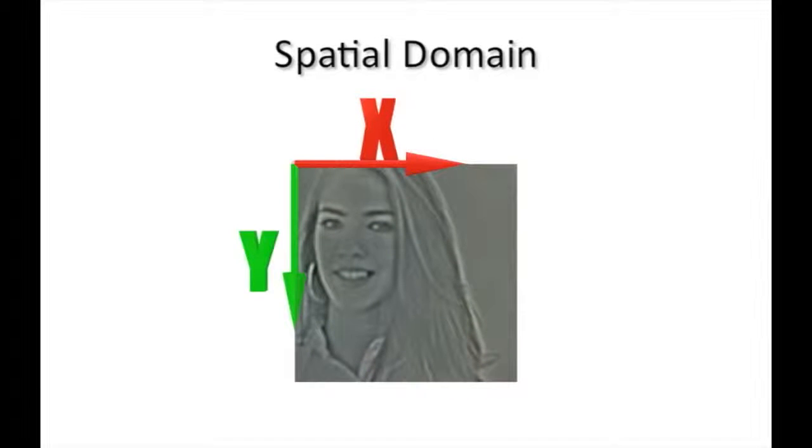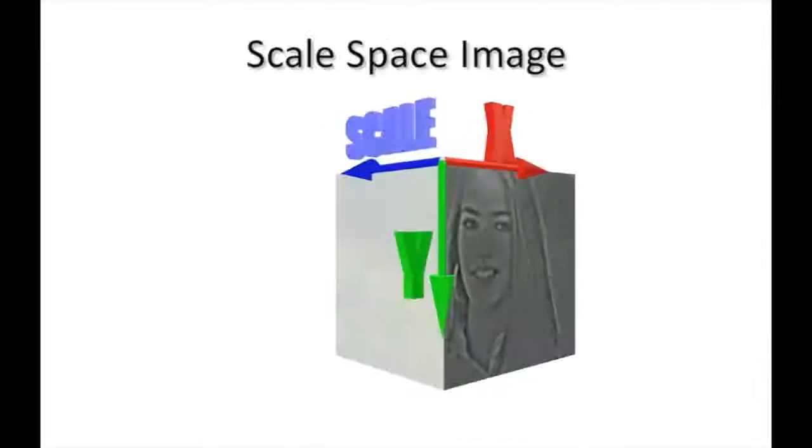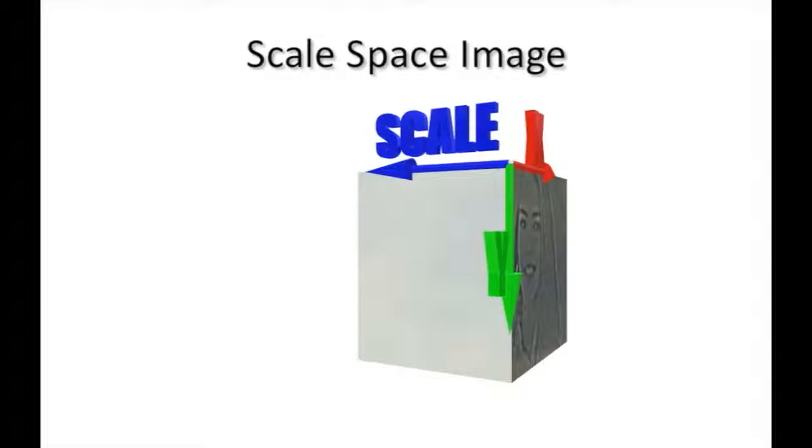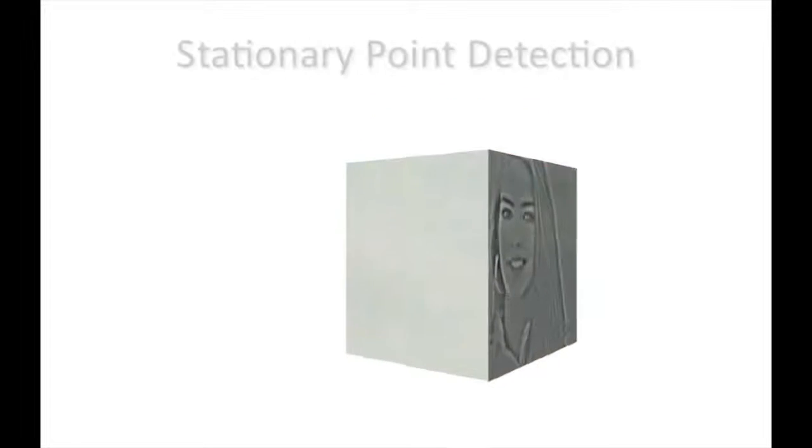When we look at an image, we perceive visual information in a spatial domain comprised of two dimensions, x and y. The blurring step, demonstrated earlier, establishes a scale space image which includes a third dimension, referred to as scale. The scale axis defines a scale domain inside the 3D volume of a scale space image.